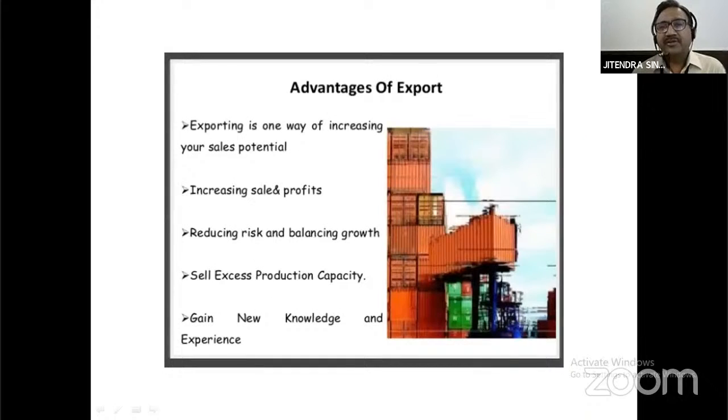Now come to the advantages of export. What are the different advantages of export? Normally we have multiple advantages of export. Exporting is one way of increasing our sales potential. Suppose we are manufacturing 100 units in the domestic market every year, and the consumption in the domestic market is only 60 units per year. It means for 40 units we have no customer.